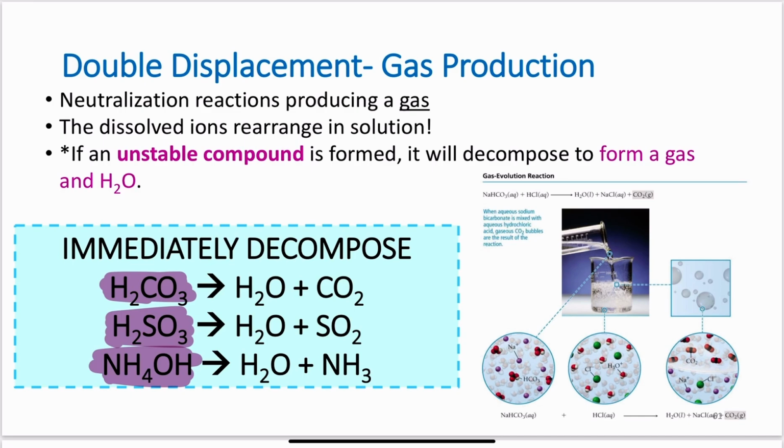Now, you can either just memorize them straight out, or what I have memorized is H2CO3, H2SO3, and NH4OH, and I know they're going to produce water and something else. But again, if I see one of those products, I have to know that it further decomposes to form H2O and a resulting gas. Let's work a few examples.